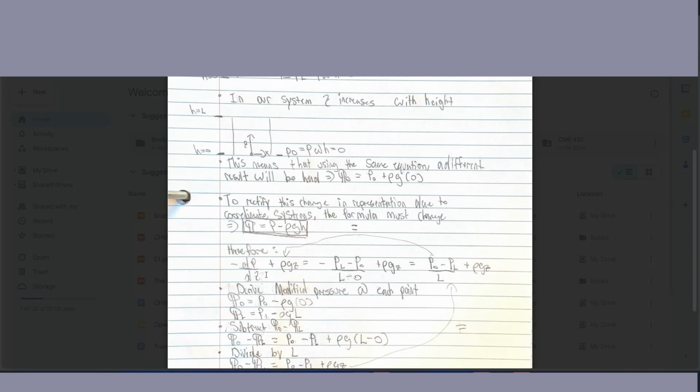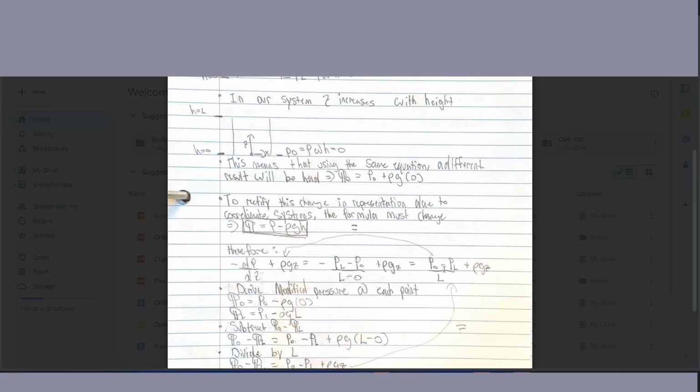So yeah, negative dP dz equals the final pressure minus the initial pressure divided by the final position minus the initial position. And that's PL is the final pressure, and P0 is the initial pressure, and L is the final height, and 0 is the initial height, or the initial z coordinate, whatever, plus rho gz.